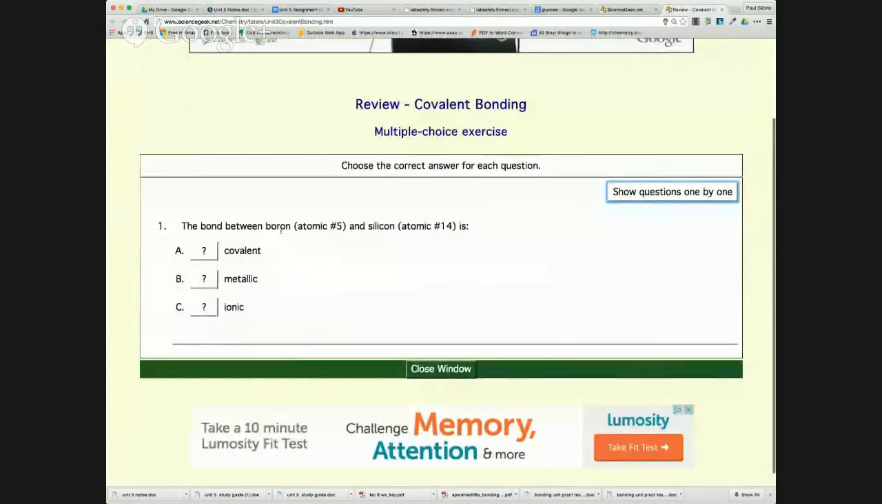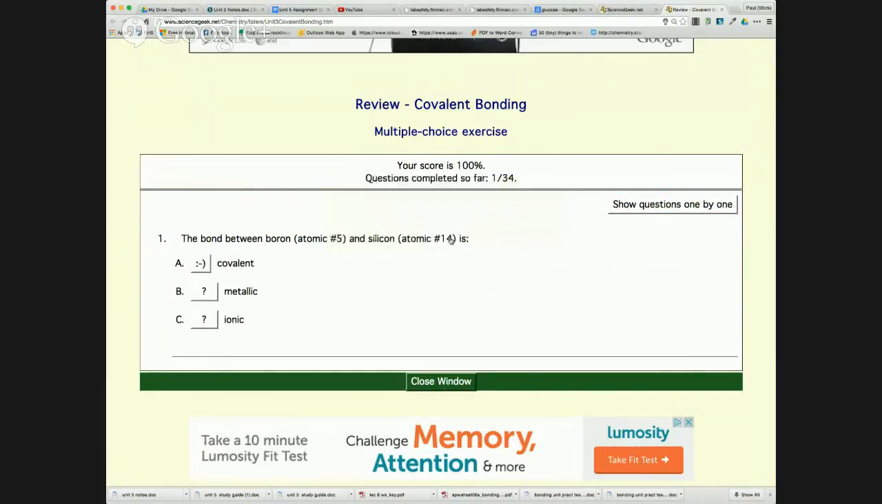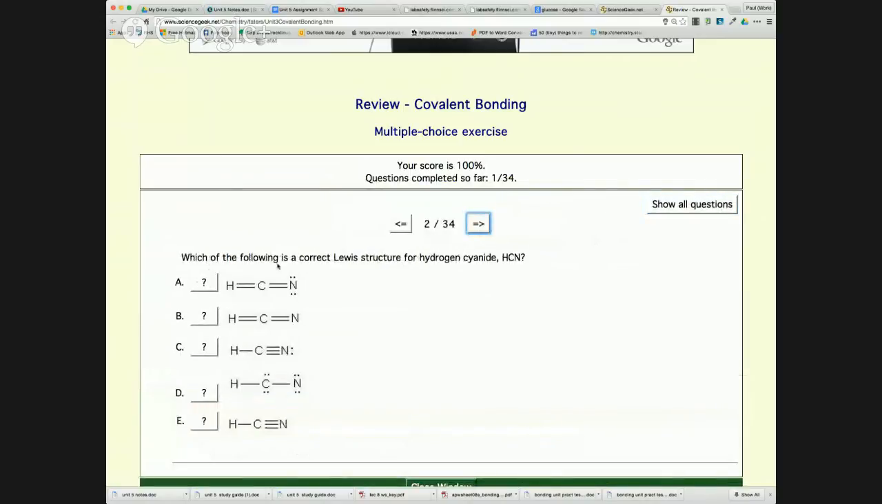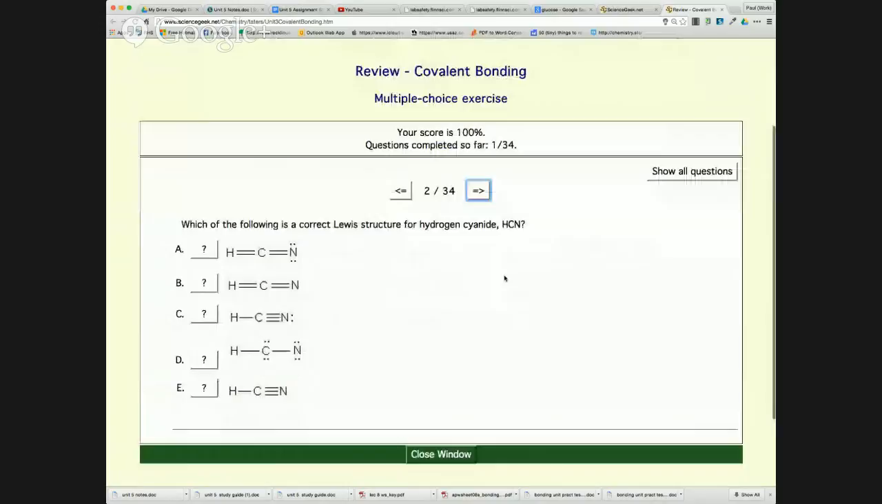The bond between boron and silicon... Let's see. Boron is like a metalloid, but it's like a non-metal, and silicon is a metalloid, but like a non-metal. I think it's going to be covalent. And I get a happy face. Yay for me. Okay. Which of the following is a correct Lewis structure for hydrogen cyanide, HCN?